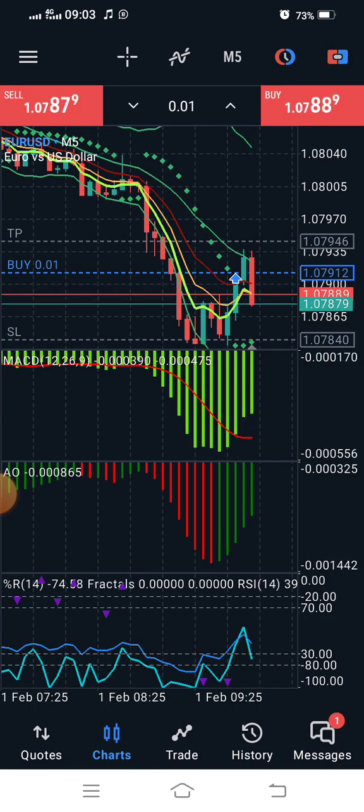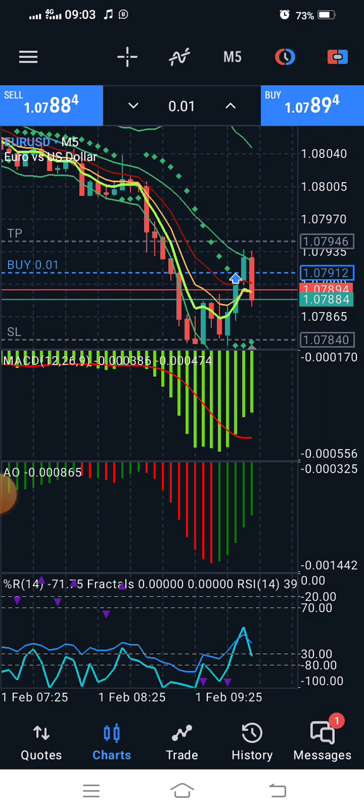So I have SL, I have TP. So this market is locked. If the market hits 1.07946, profit is taken. If the market hits 1.07840, stop loss is activated. So this is how you go about your trade.